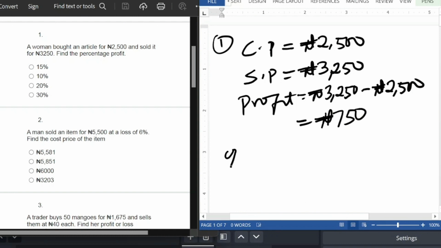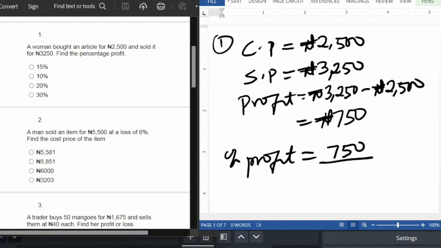So find the percentage profit. The percentage profit will be the profit divided by the cost price. So profit percentage is always the profit divided by cost price multiplied by what? 100%. So that is how to calculate that.